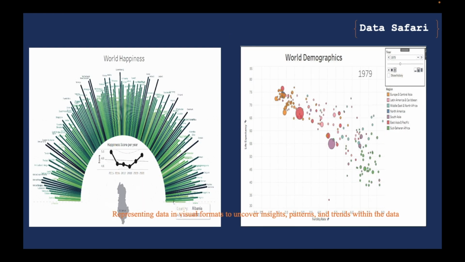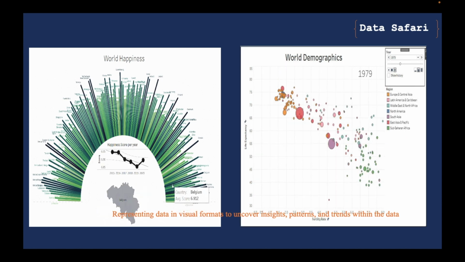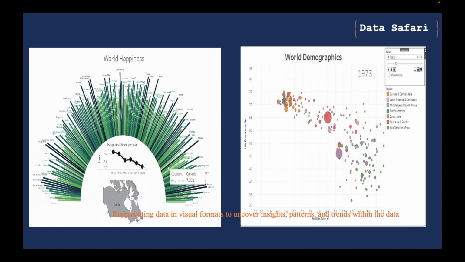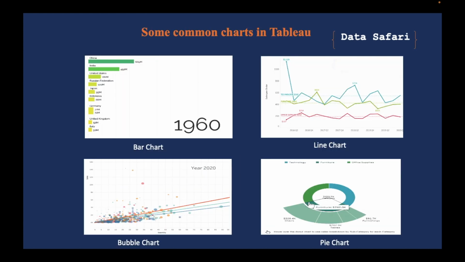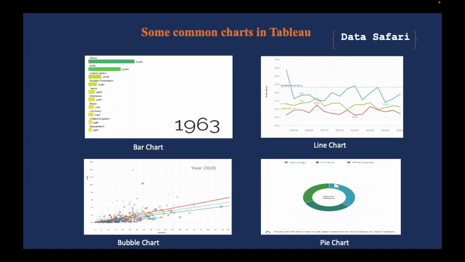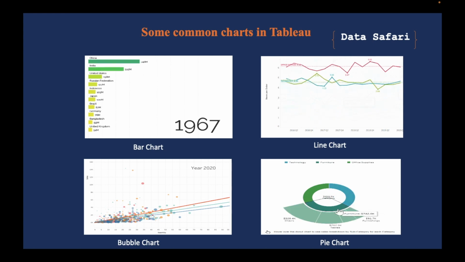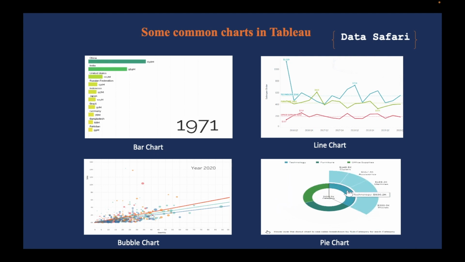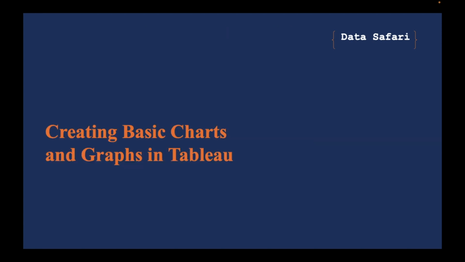Always remember, effective data visualization is the process of representing data in graphical or visual formats to uncover insights, patterns, and trends within the data. Some common types of charts are bar chart, line chart, scatter plot, etc. Each of these charts serves a specific purpose, and choosing the right one depends on the data and the story you want to tell. Now let's jump into Tableau and learn how to create basic charts and graphs.